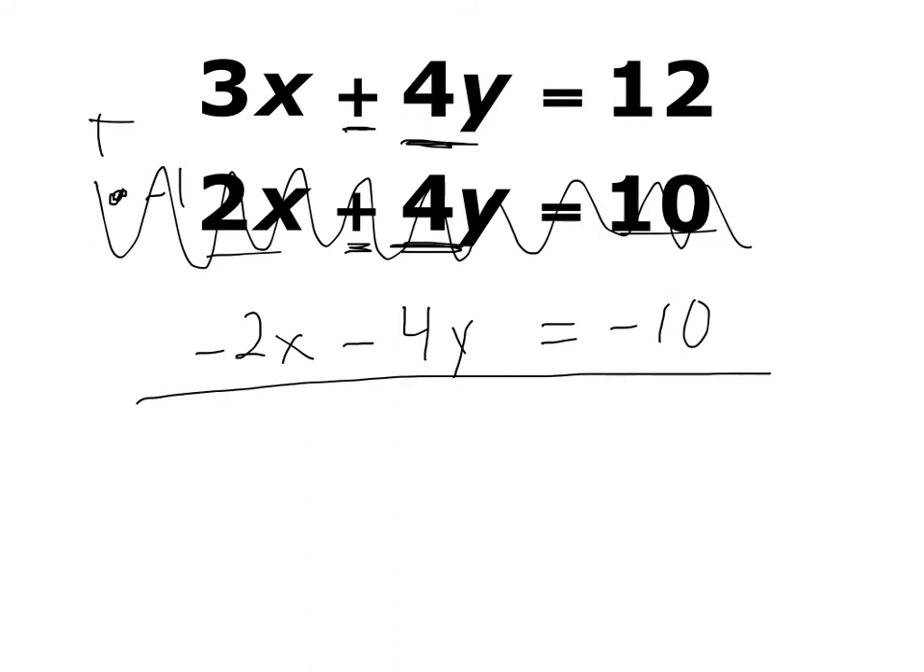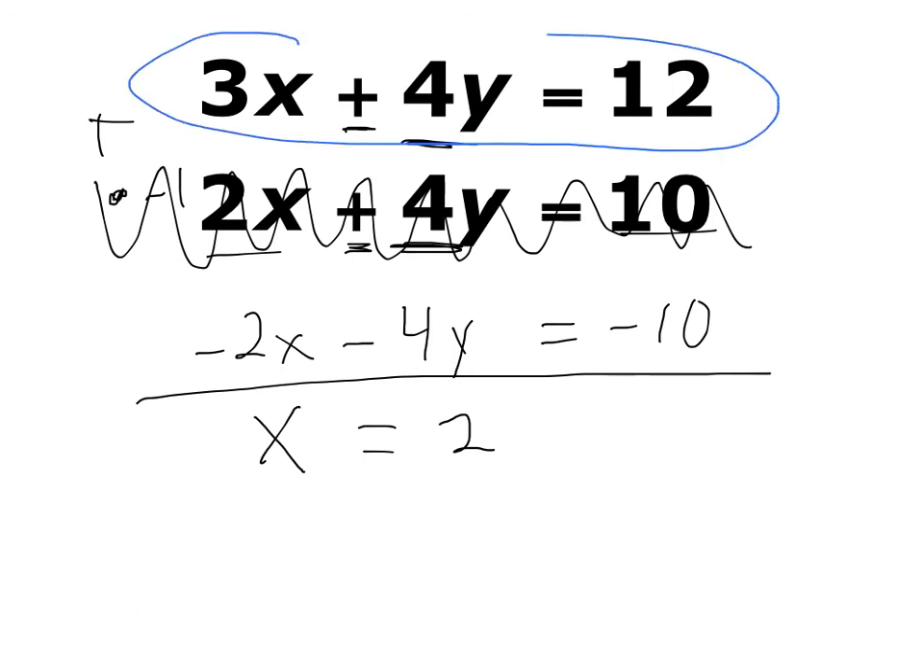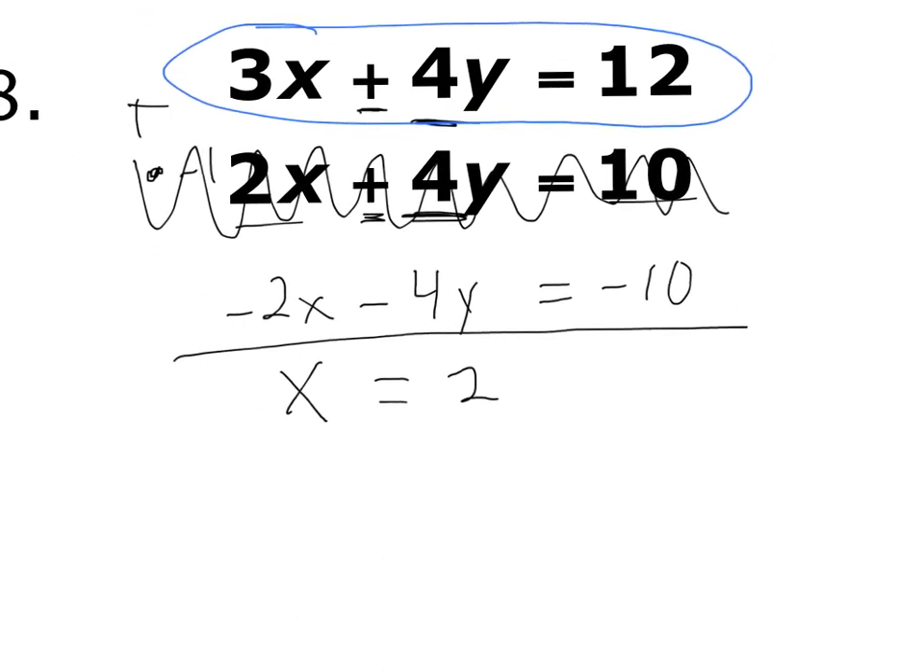Okay, so 3x plus negative 2x would give us just x, and 4y plus negative 4y, those would cancel out, so they'd go away, and 12 plus negative 10 would give us 2. Okay, so our x would in fact be 2 this time, and now we can just go back and plug in for y. So let's use this top equation, and we'll plug in 2 for x. So I'm going to rewrite this.